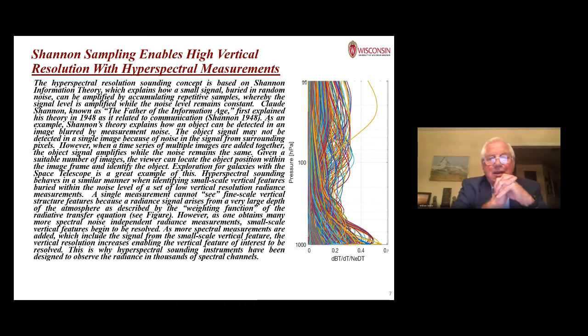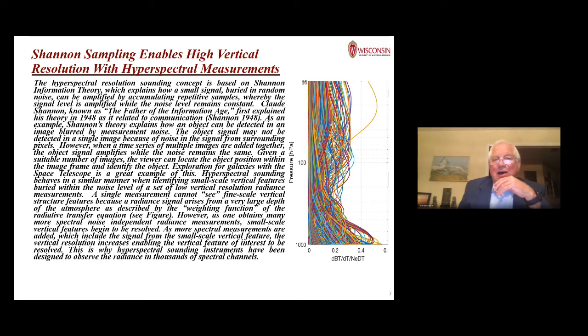Well, it's the same thing with hyperspectral sounding. In a single measurement, if you look over here on the right, these are these weighting functions. In a single measurement, you can identify a high vertical resolution feature, such as the tropopause or a frontal inversion or anything like that with a single measurement, because it's very low resolution.